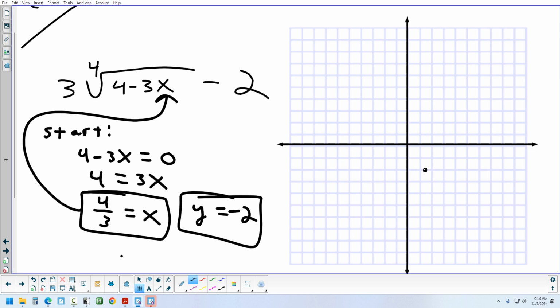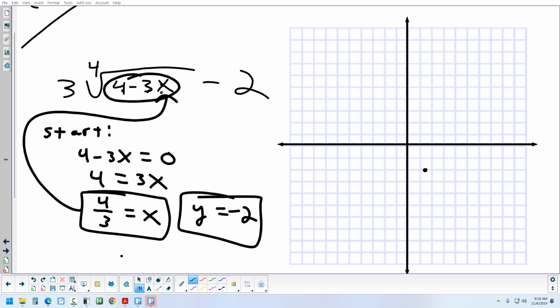If you plug in 10 for x, what's 3 times 10? 30. And what's 4 take away 30? Negative 26. Can you take the 4th root of a negative number and have it be real? No. So plugging in numbers that are bigger than 4/3 isn't going to work. We need to plug in numbers that are smaller. Like an easy one to do would be 0. If you plug in 0, what's 3 times 0? 0. And 4 take away 0? 4. That's a positive number. That's going to work fine.